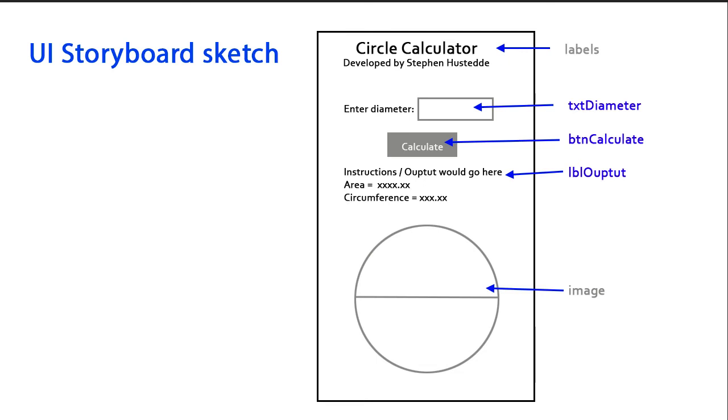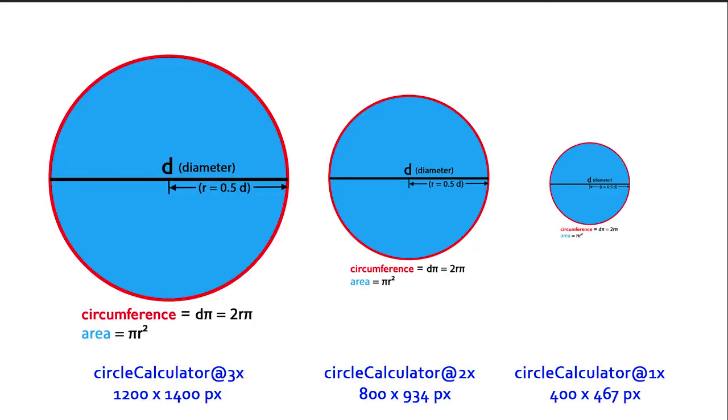That could be a text field as well. It could be txt output. And then we'll display an image of a circle. And so that's going to be one of the resources I'm going to need in terms of putting images into my project. While we're talking about gathering resources, let me mention a few things about images and icons.